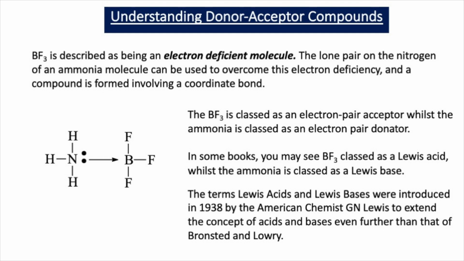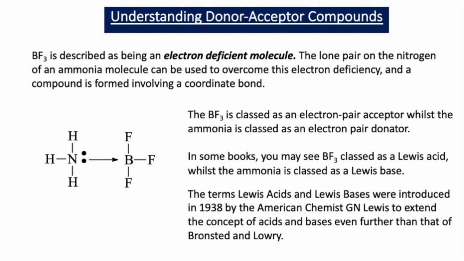BF3 is also described as being an electron deficient molecule, and the lone pair on the nitrogen of an ammonia molecule can be used to overcome this electron deficiency, and a compound is formed involving a coordinate bond. The BF3 is classed as an electron pair acceptor, whilst the ammonia is classed as an electron pair donator. Once again, if we were studying organic chemistry, we would refer to the electron pair acceptor, the BF3, as being an electrophile, and the electron pair donator, the ammonia here, as being a nucleophile.